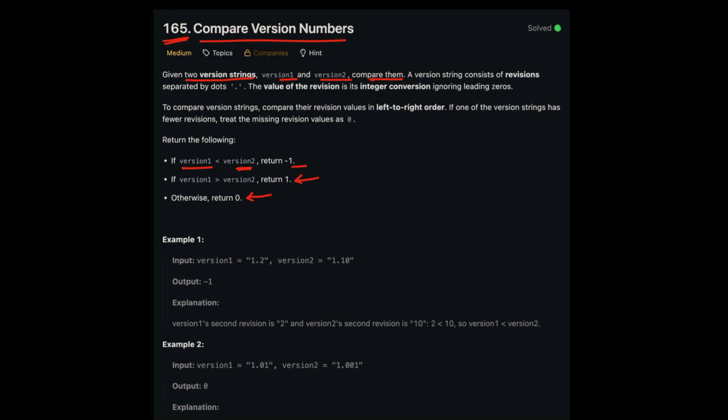then return 0. If there are multiple revisions in a given version number, we need to compare their value from left to right order. If one of the version strings has fewer revisions, treat the missing revisions as 0.